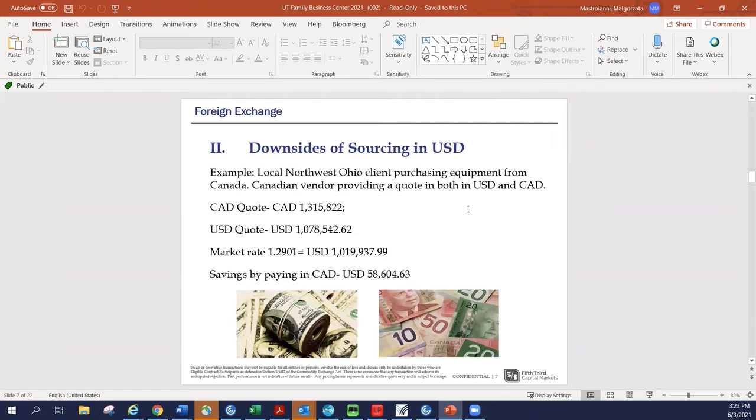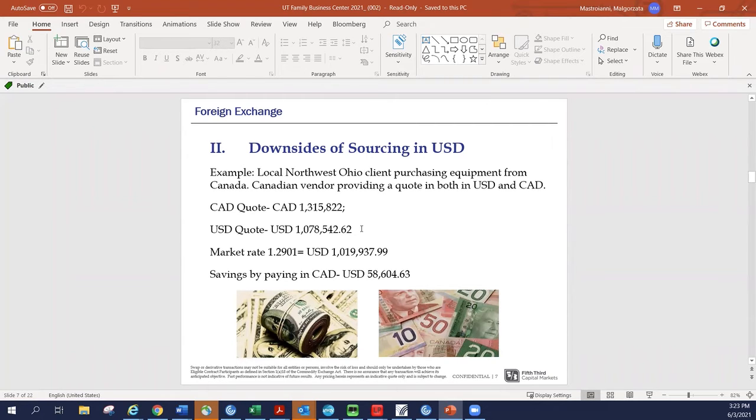So as an example, this is a client who is actually located here in Northwest Ohio, who purchased some equipment from Canada. They were planning on sending a US dollar payment. This is obviously what they felt more comfortable with. However, this transaction got flagged to the foreign exchange desk.